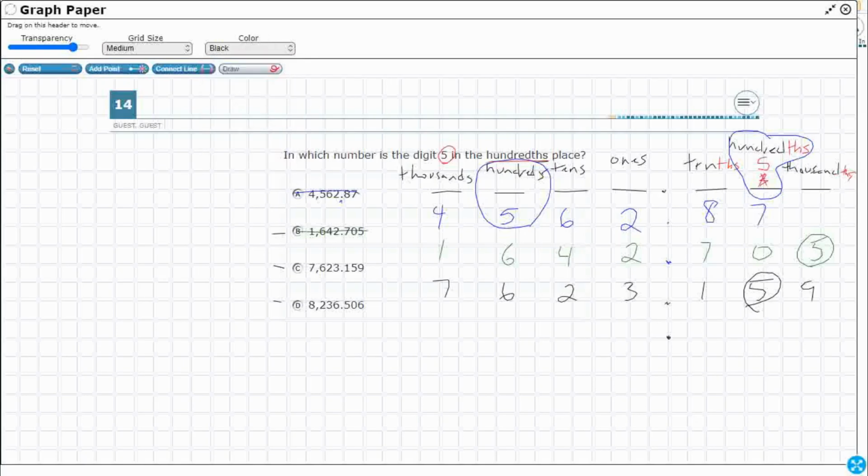All right, so I've got 6, 3, 2, 8, 5, 0, 6. Nope, it's in the tenths spot, so it's in the wrong spot. So my answer here is going to be C.